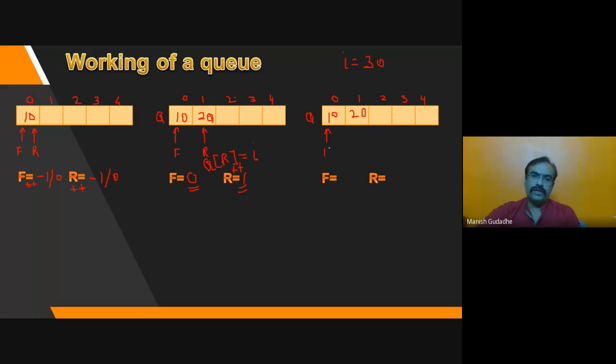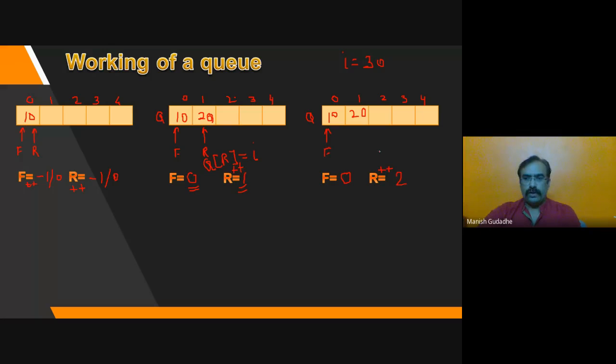Am I going to change f? No, we are not going to change f, because we are adding an element. Even if you add any number of elements, the first member is going to be the first one. So f remains unchanged, it remains 0. We are simply going to increment r. R is 1, it will become 2.